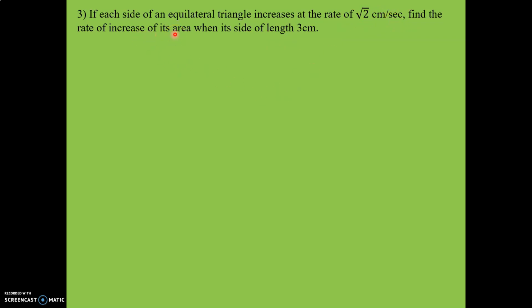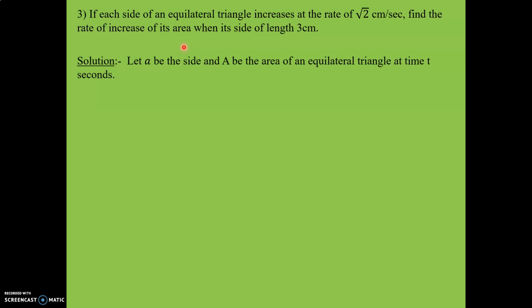Now each side length is given as a is equal to 3 centimeter, and you have to find out at what rate its area is increasing. So d capital A upon dt you have to find out. So let a be the side and capital A be the area of the equilateral triangle at time t seconds. So we have to find the rate of change of area. For that we have to consider this. So A is equal to root 3 upon 4 a square, the area of an equilateral triangle.